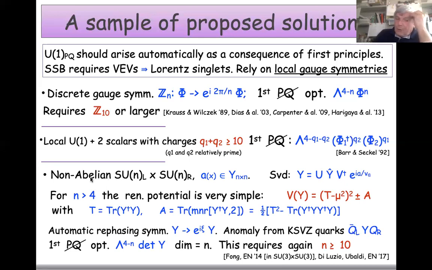Another attempt is using non-Abelian gauge symmetries. Take, for example, a symmetry SU(N) cross SU(N), and a scalar multiplet that transforms in the bifundamental of the group that hosts the axion. Imagine writing this scalar multiplet as a square matrix in the singular value decomposition. You have here a unitary matrix, n times n, a diagonal matrix of what are called the singular values, and another n times n unitary matrix, special unitary.